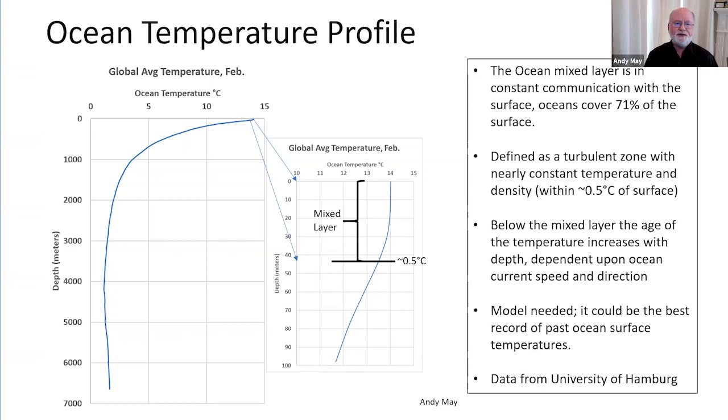The general definition is usually if the temperature is within 0.5 degrees C of the surface, then that is part of the mixed layer. So 0.5 degree C isn't very much. It's basically very uniform in the mixed layer. Below the mixed layer, the age of the temperature seen in the water is dependent upon the age of the water and the temperature, and also it's dependent upon ocean current speed and direction at that depth.